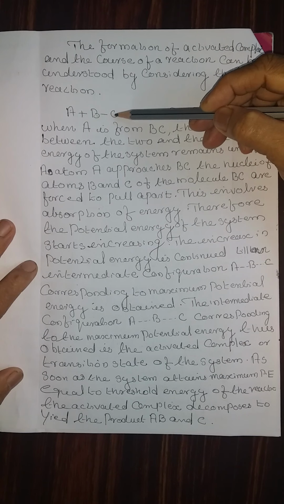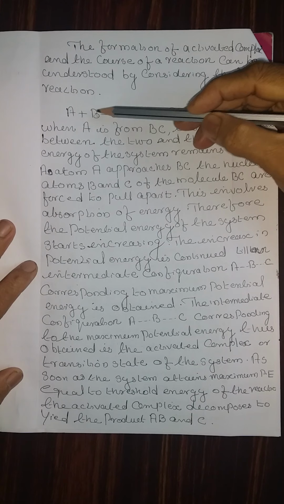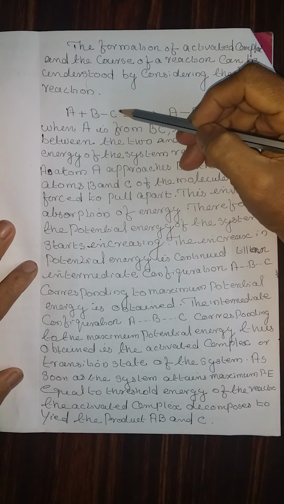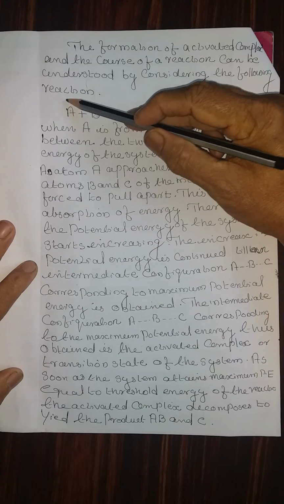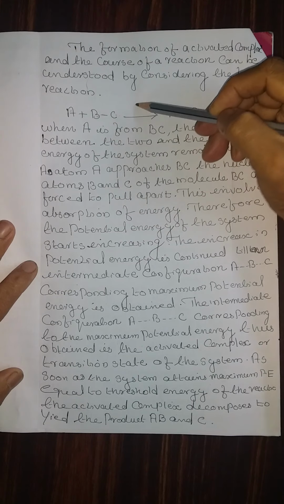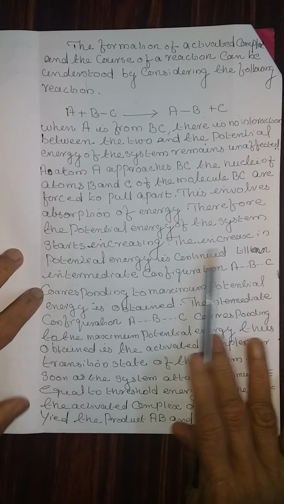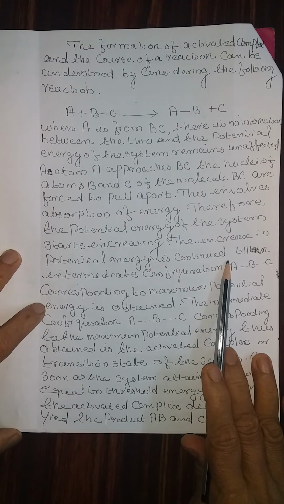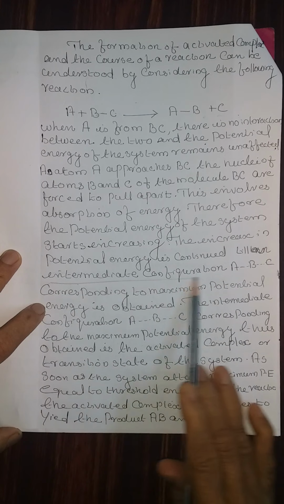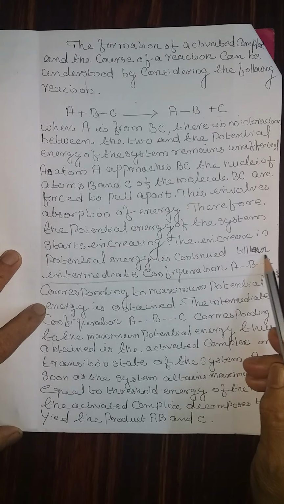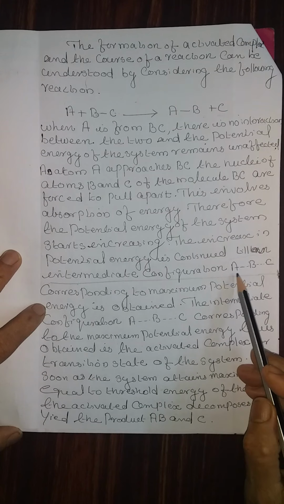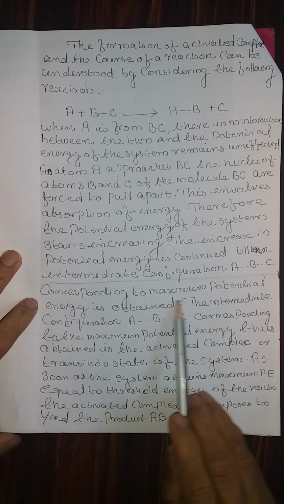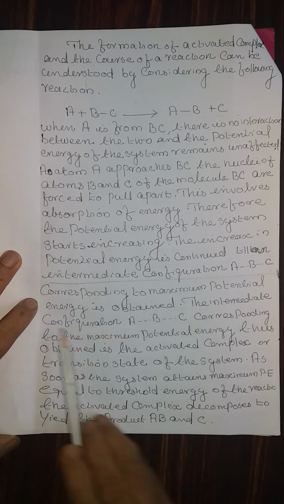The nuclei of B and C are shifted apart, thereby B is getting joined with A and C is liberated as a single product. The increase in the potential energy continues till an intermediate configuration, that means this transition state ABC, occurs. Once this transition state is reached, the maximum potential energy is obtained.